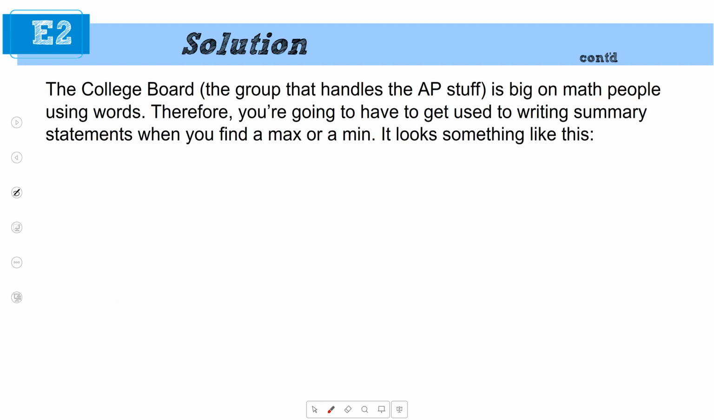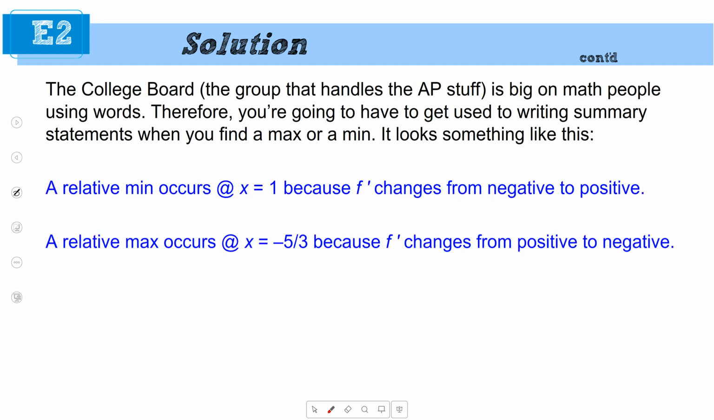Because that becomes confusing, and because the College Board can sometimes be a little persnickety, we will click over to here and talk about writing a sentence. We're going to try to be consistent. When you're done and you find your max or your min, you're going to write a sentence. And the sentence looks something like these two. A relative min occurs at x equals 1 because f prime changes from negative to positive. A relative max occurs at x equals -5/3 because f prime changes from positive to negative.